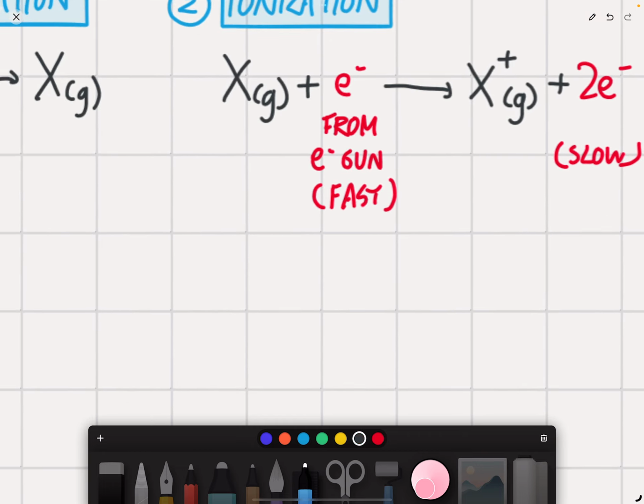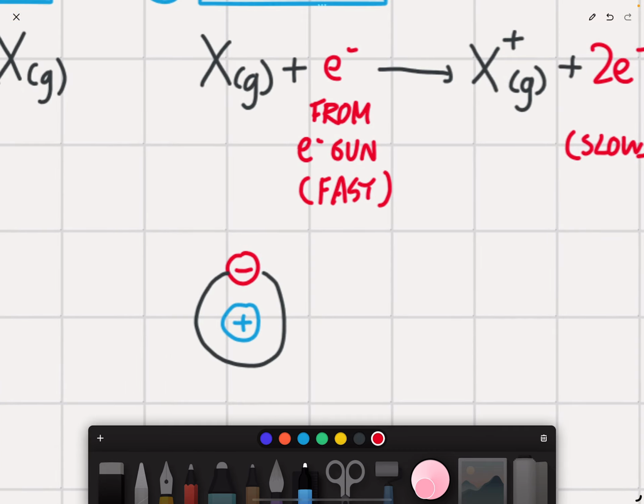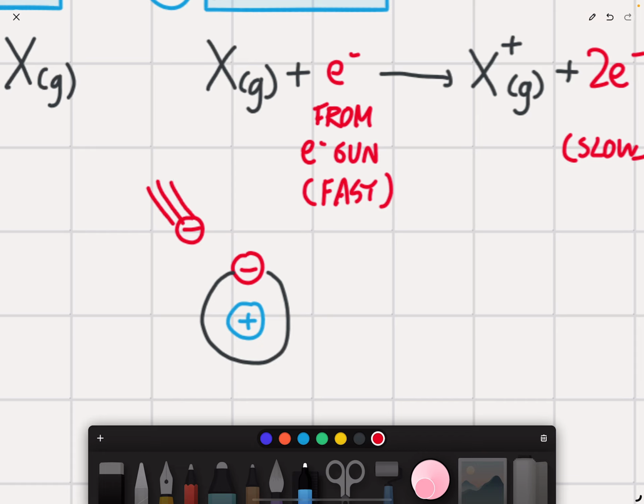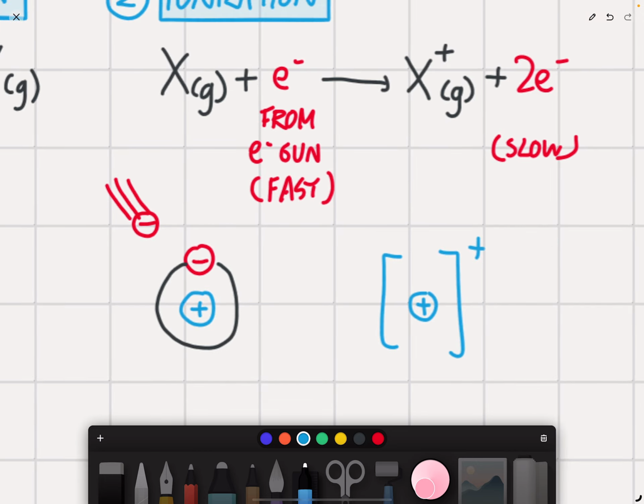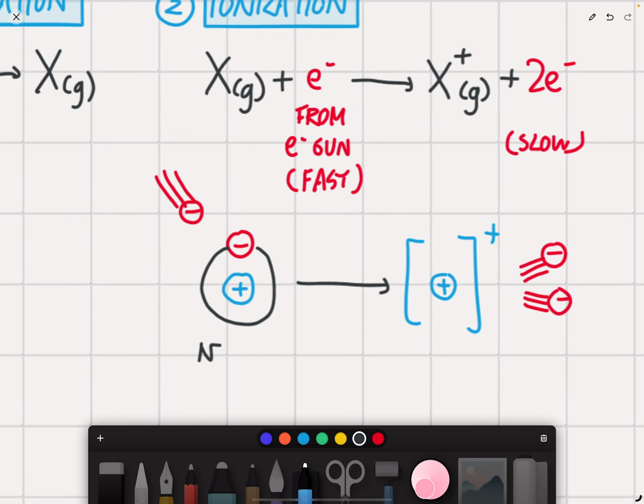You can think of it like this: if this is X, the original sample, with just 1 proton and maybe 1 electron in orbit, then by knocking out that electron in orbit with a very fast moving electron, this fast moving electron from the electron gun, you will get a positively charged ion as well as 2 slow moving electrons in the process. This is why the overall end result is that you have 1 electron removed from the neutral sample. The neutral sample can be an atom or molecule, but the result is that you get a positively charged ion.